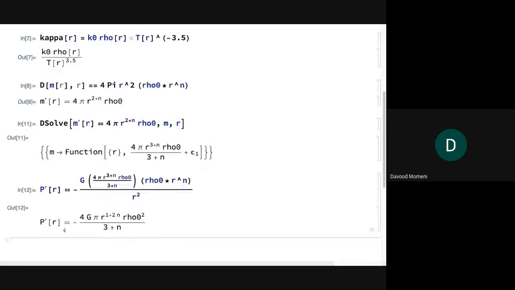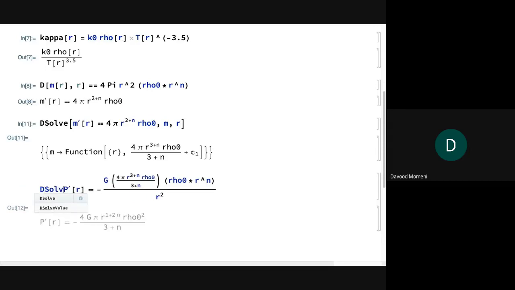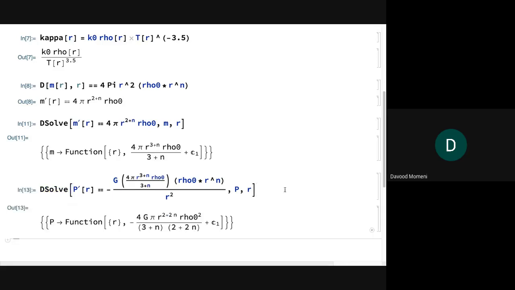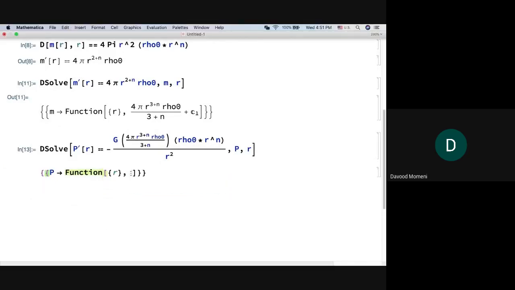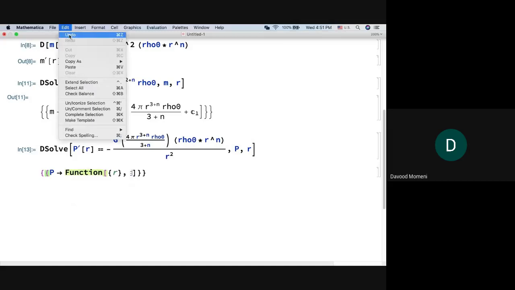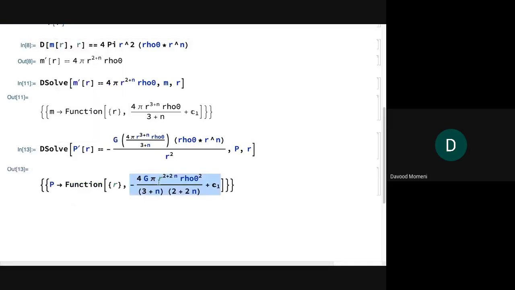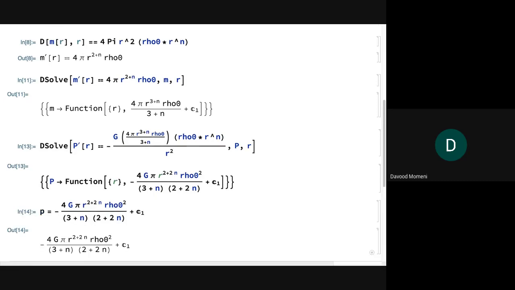How can I find the pressure? Just write this, use DSolve, and ask it to solve for you and find the pressure. So the pressure will be given as this function for you. And you know what is interesting? I want to go back to the slide before to show you that. I want to show one thing. The pressure here, you can find the pressure. This is the pressure.